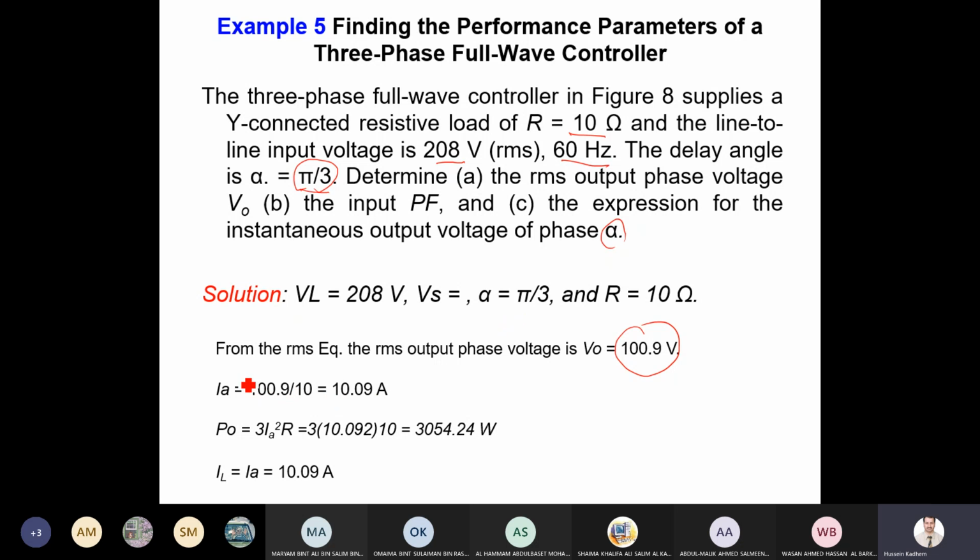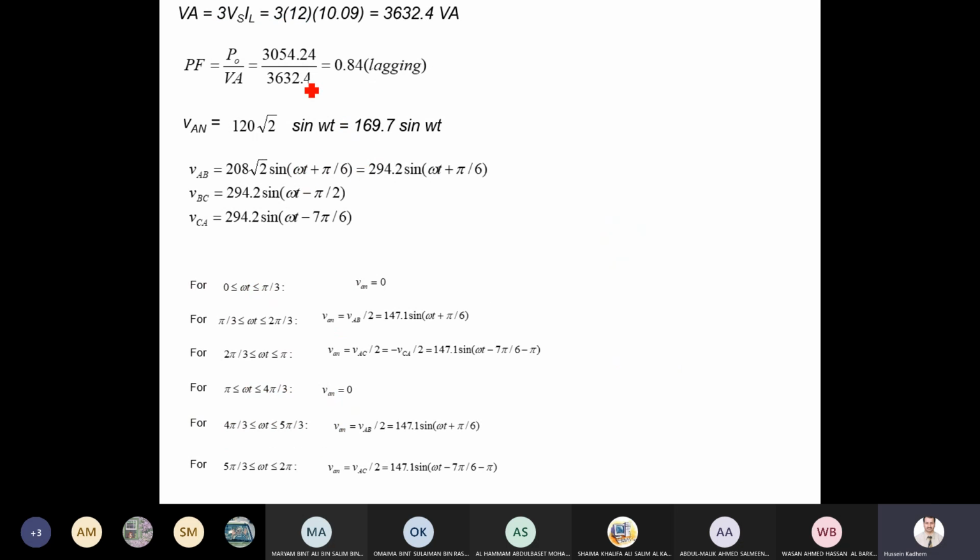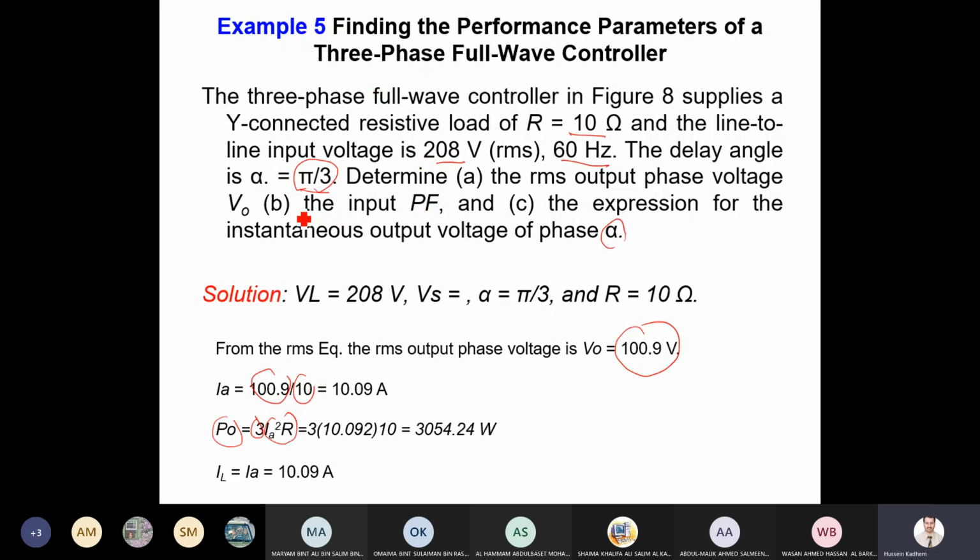Now, what about the current? Current, we will divide voltage over resistance, as Ohm's law says. What about the output power? 3 times I squared R. What about the input power? Input power is 3 VS IL. VS is 208, IL is the current, 10.09. We got the power. Now, if I divide them, I get the power factor. You see here? I got the second part.